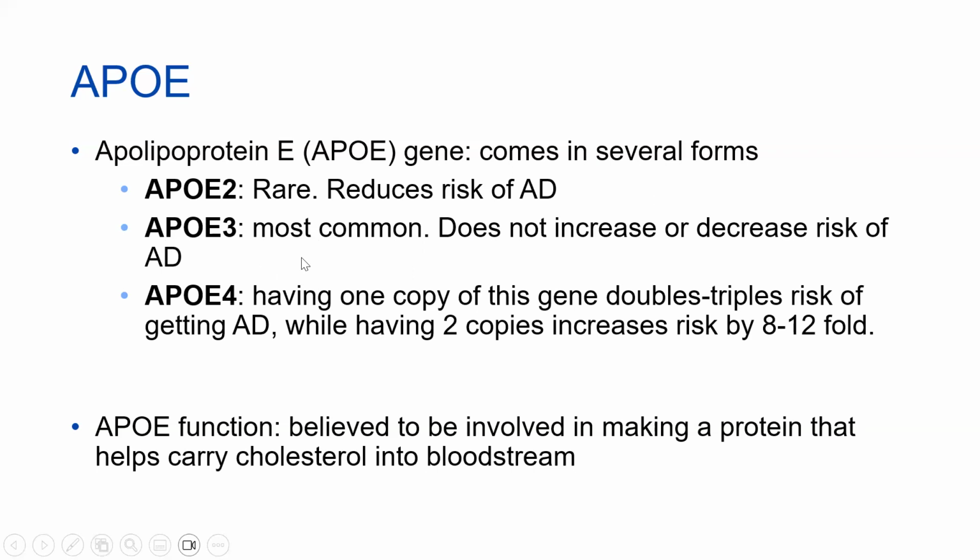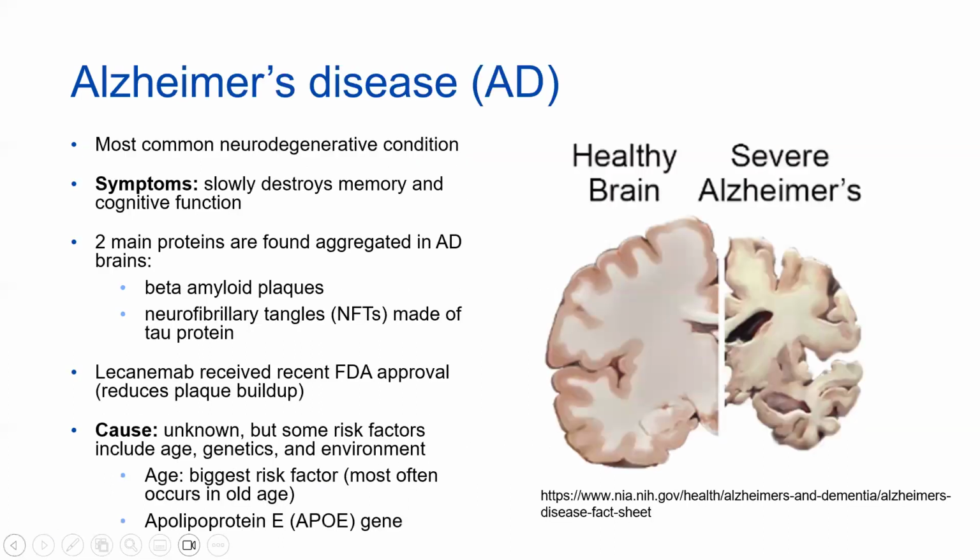ApoE3 is the most common copy to have. It doesn't increase or decrease your risk of getting AD. And then ApoE4, if you have one copy of ApoE4, it doubles to triples your risk of getting AD, while having two copies increases one's risk by 8 to 12-fold. So also lastly, the function of ApoE is believed to be involved in making a protein that helps carry cholesterol into the bloodstream.